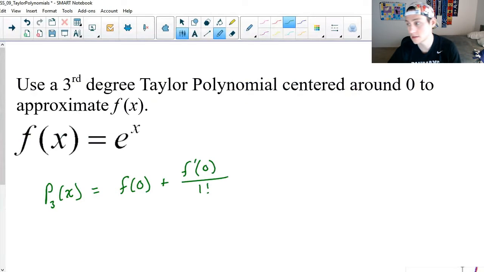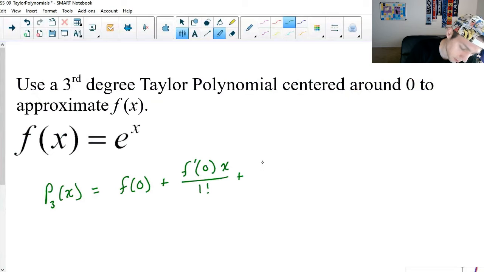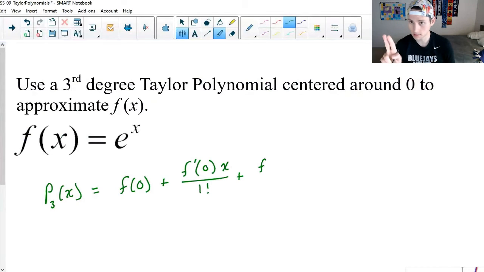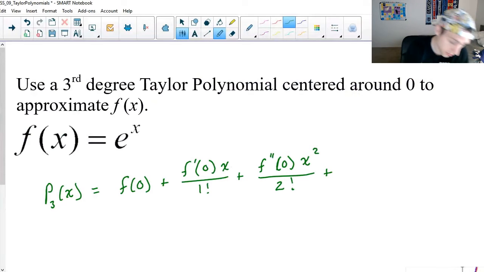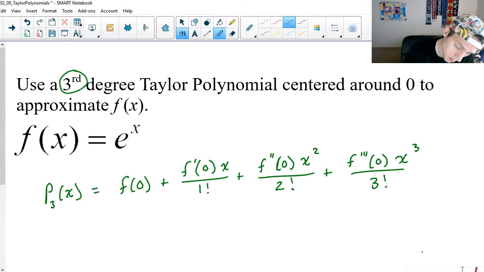So this would be times x minus c, but in this case c is 0 because we're centering around 0, so just times x. Plus, now we move up to the second, so we are plugging in 2 to that formula. So f double prime of 0 times x squared over 2 factorial. Plus, now we want 3rd degree, so we go all the way up to 3 here. So f triple prime of 0 times x cubed over 3 factorial.